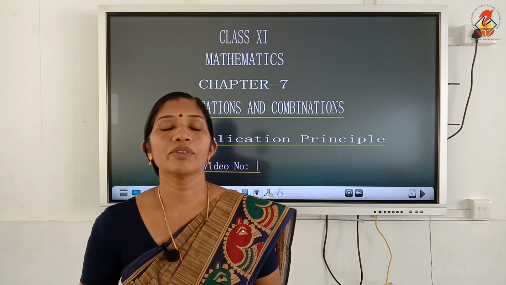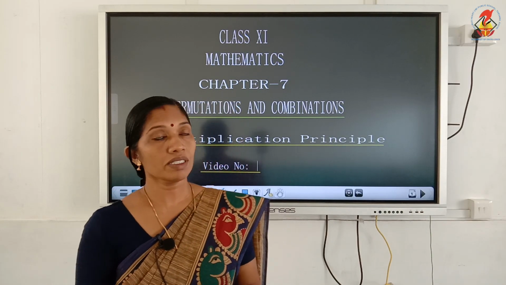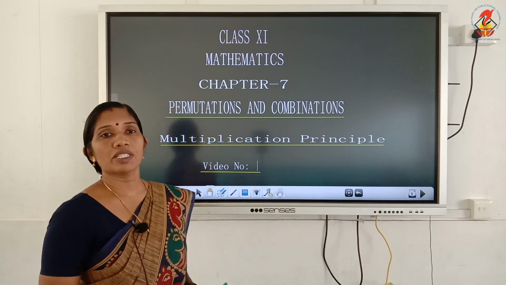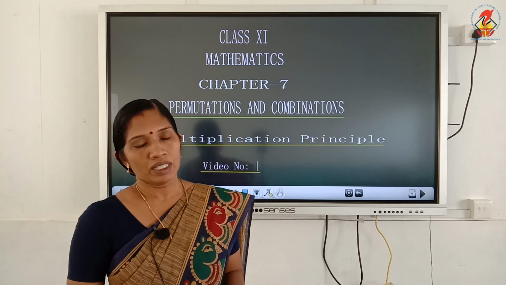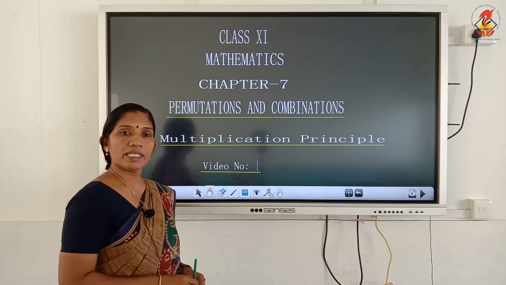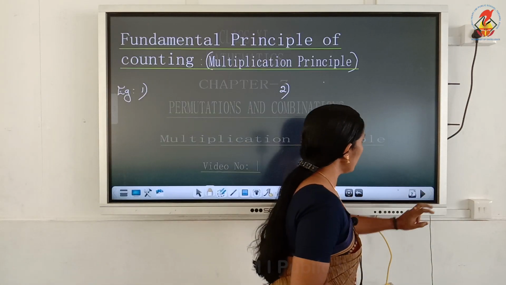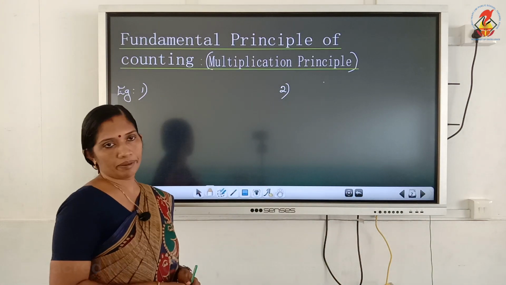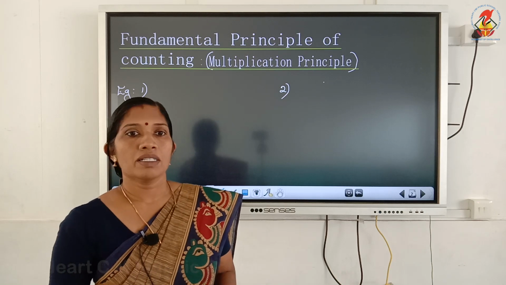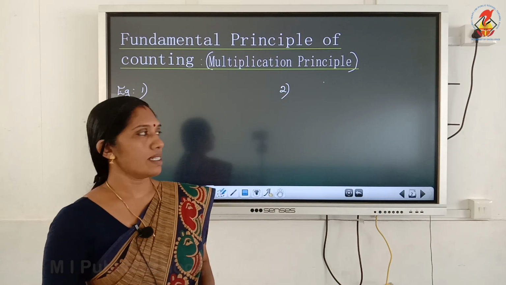Good morning children. Today we have to learn the new chapter, chapter 7, Permutations and Combinations. The first part is the multiplication principle or the fundamental principle of counting. So let us consider some examples.